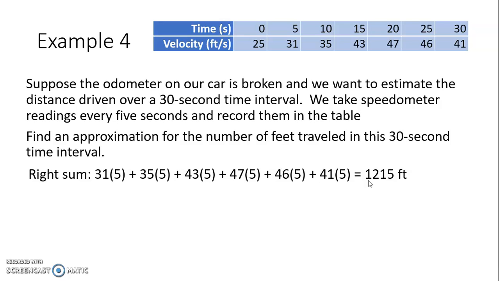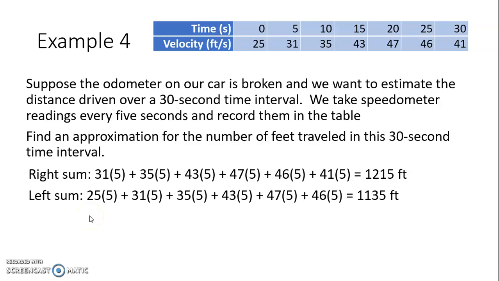If I wanted to use the left sums, I could probably get an underestimate. For the left sums, I would do 25, because that's the left side of my velocity, added together with 31, 35, 43, 47, and 46. I would ignore this last time because I'm using the beginning velocity for my time interval. Let me show you those calculations. So the left sums, you would get 25 times 5 plus 31 times 5, 35 times 5, 43 times 5, 47 times 5, and 46 times 5, okay, which is 1,135.